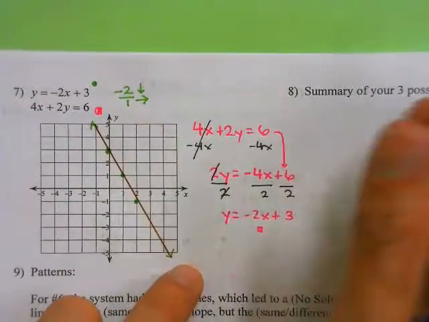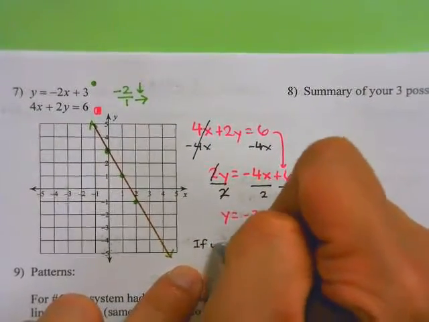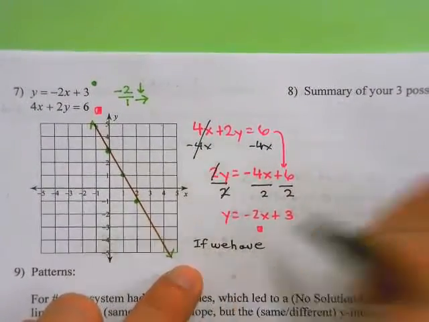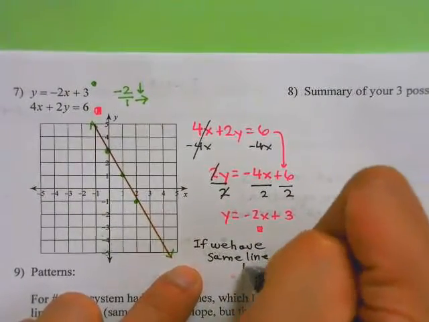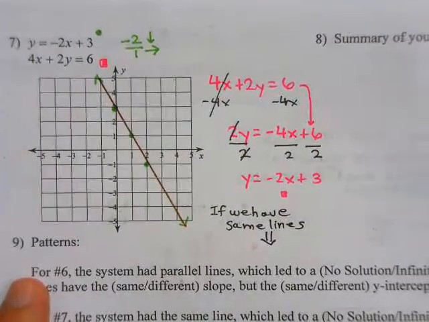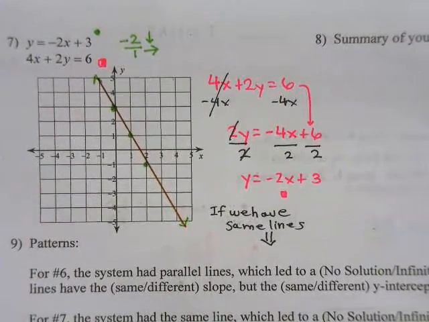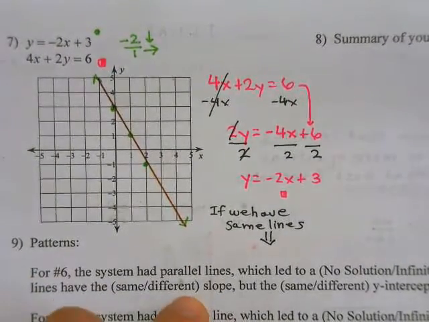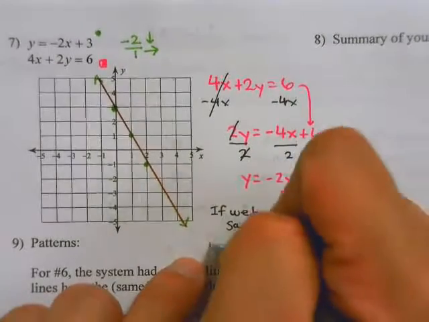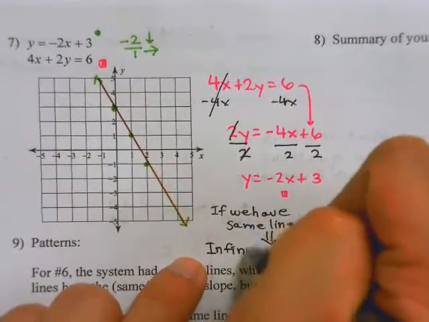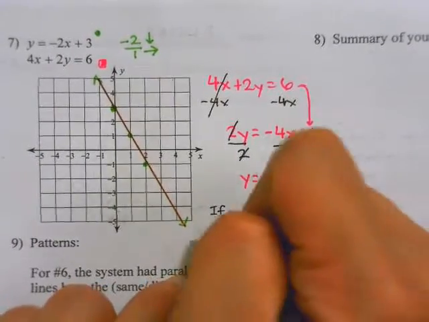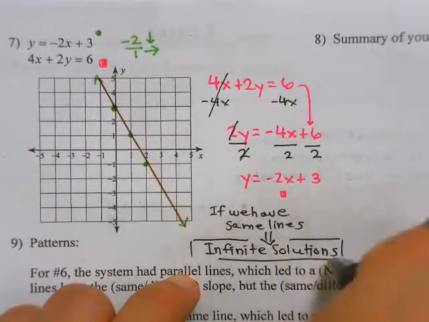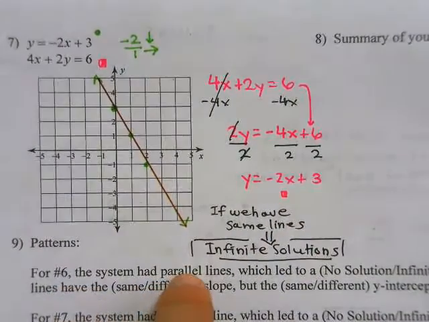Here is special case number 2. If we have the same lines, this is what your solution is going to be, or what you're going to write. You are going to write infinite solutions.